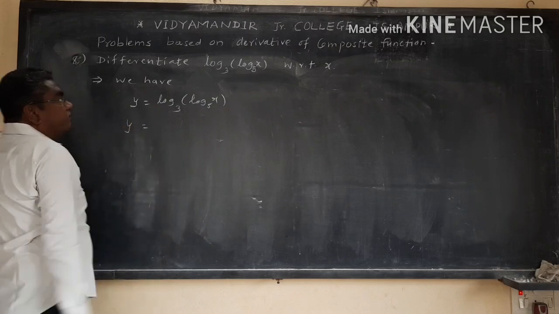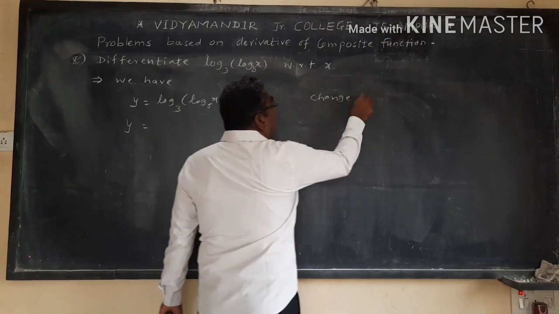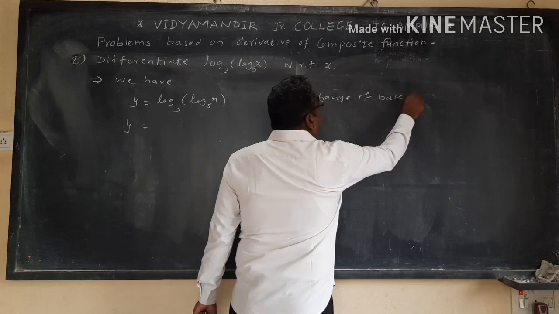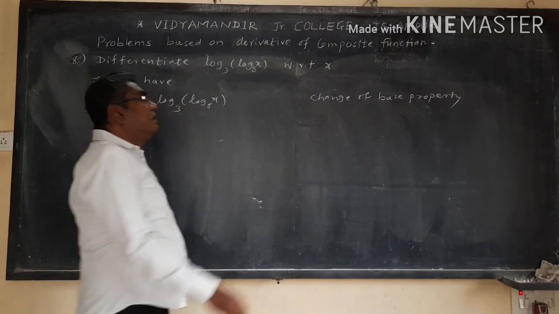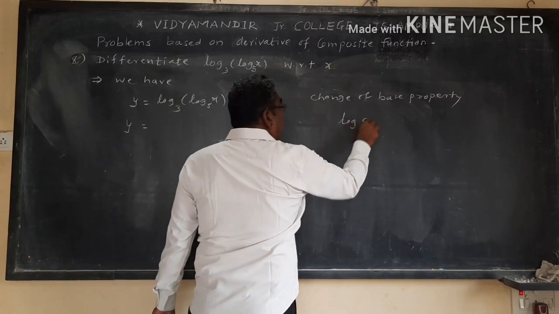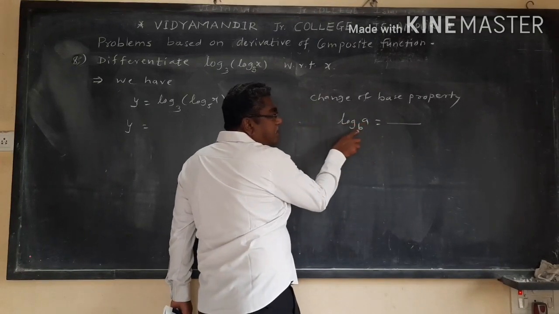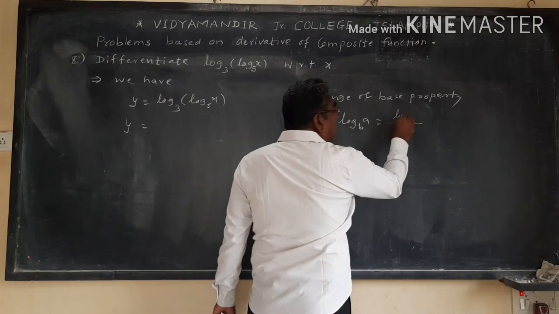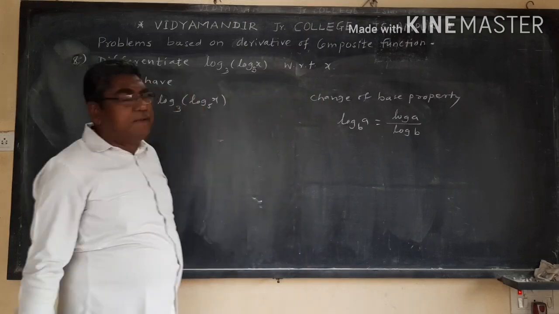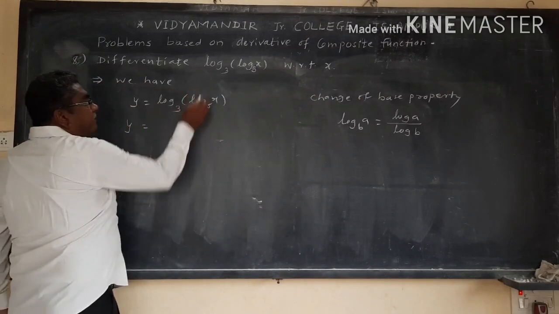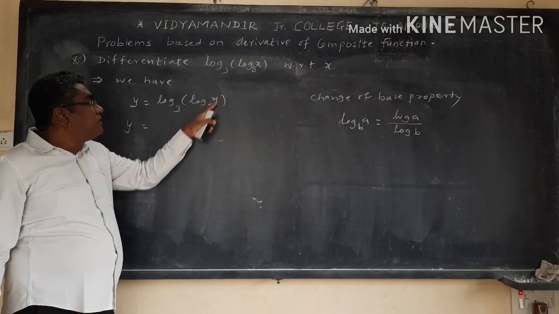y equal to. We know the change of base property: log a to the base b is equal to log a upon log b. Log a to the base b, log x to the base 5.